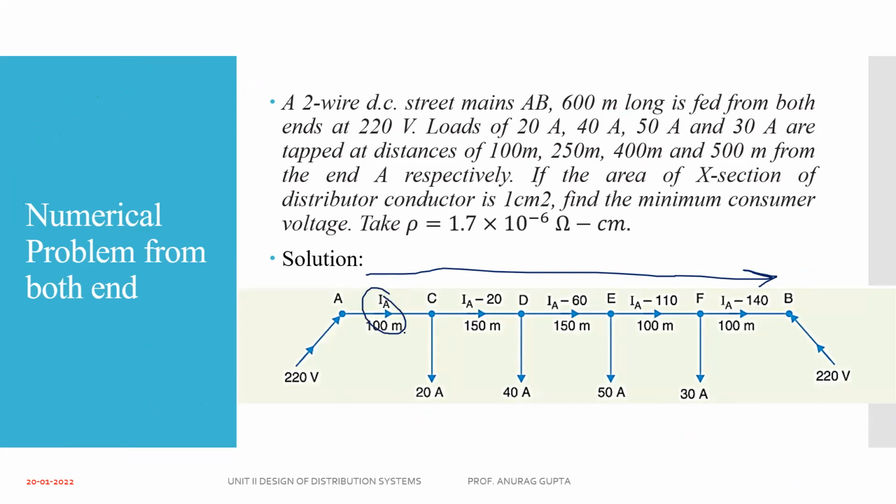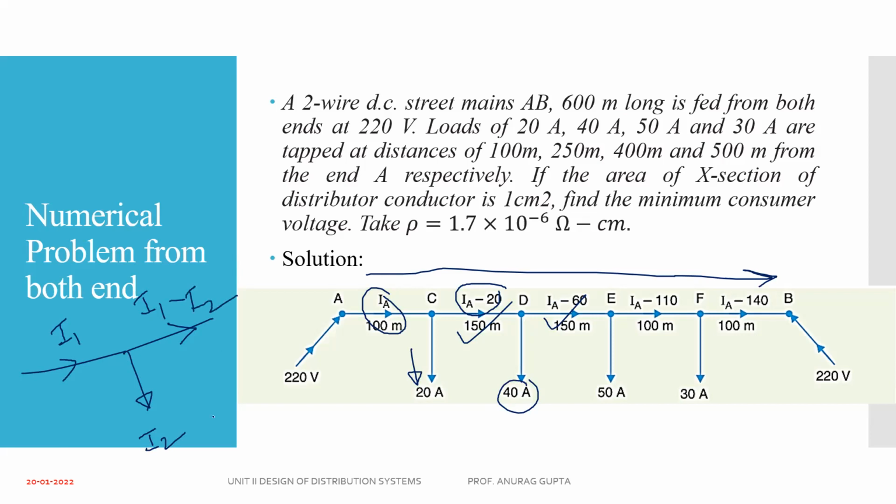So according to KCL, if 20 ampere is tapped here, of course the further current will be IA minus 20. Now, if 40 ampere is tapped here, the further current will be IA minus 60, because of the simple principle I'm applying here. Suppose I'm giving I1 current from this line, and if I'm giving I2 at this tapping point, what is the current going further? That is I1 minus I2. Simple KCL I'm applying here.